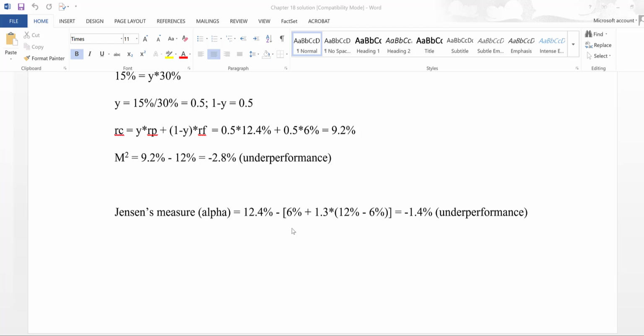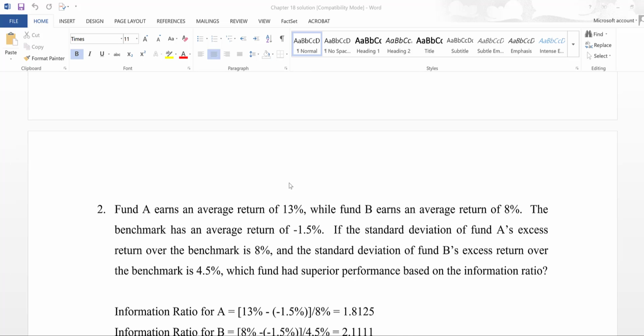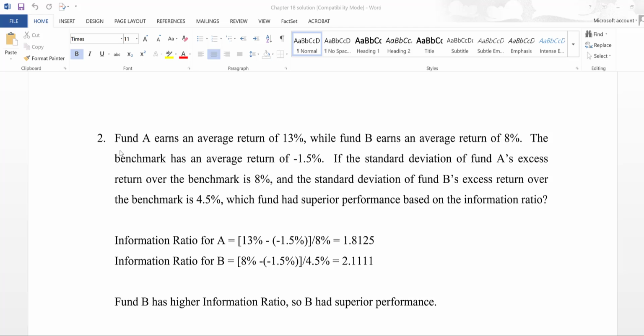Okay, so if you do this calculation, you will get 13.8%. The actual return of the fund is 12.4. So 12.4 minus 13.8 gives you negative 1.4. So the fund actually has a negative alpha, therefore the fund underperformed based on Jensen's alpha. All right, so that's how you compute all these different metrics for fund A. All right, moving on to the second problem.